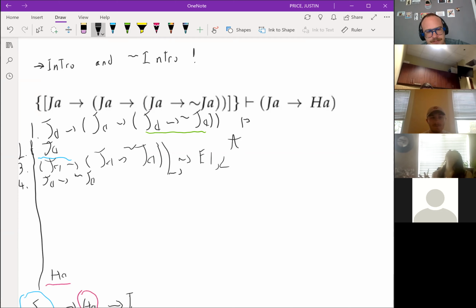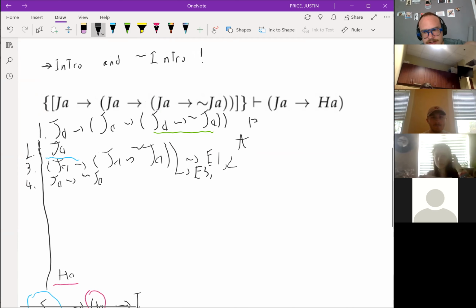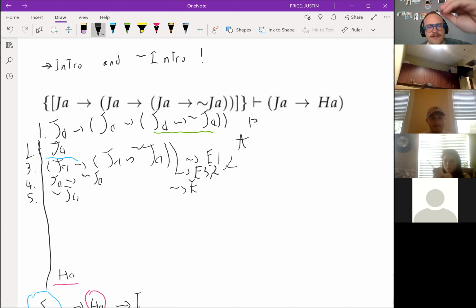So strategizing takes a little bit of a different turn with negation introduction. So several conditional eliminations in a row, and we have our not JA by itself.